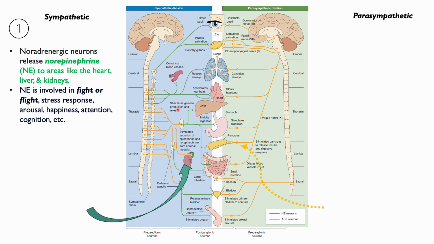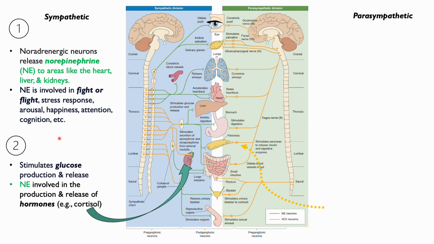but the sympathetic nervous system response is largely activated during arousal and attention, so we require it to learn new material. It helps us with cognition, and it even plays a role in our happiness and our mood. Additionally, the sympathetic system is responsible for stimulating glucose production and release. So essentially, norepinephrine can largely stimulate this glucose production and release.